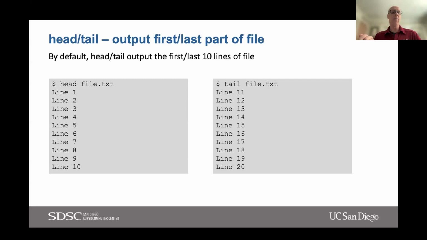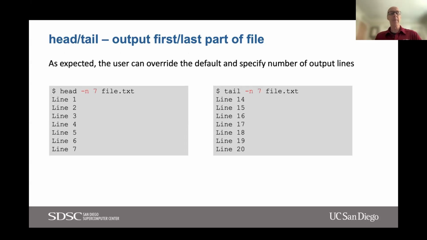Very, very easy to use by default, and many of these tools have sensible, reasonable defaults. By default, head will give you the first 10 lines in a file. So I had this file.txt that contained 20 lines, where the content is line 1, line 2, and so on. Head shows me those first 10 lines. Tail shows me the last 10.